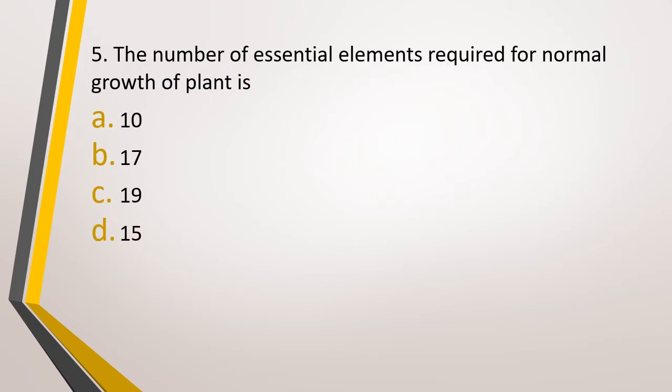Question number 5. The total number of essential elements required for normal growth of plant is option A, 10. Option B, 17. Option C, 19. Or option D, 15. Total number of essential elements required for normal growth of plant. The correct answer is option B, that is 17.